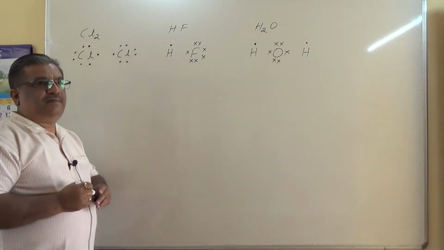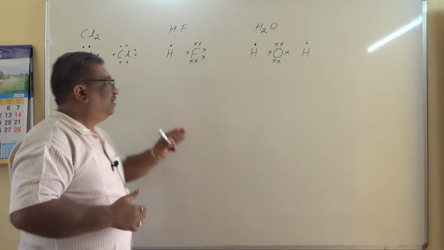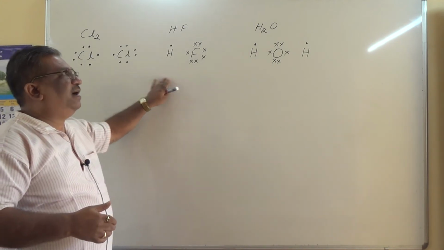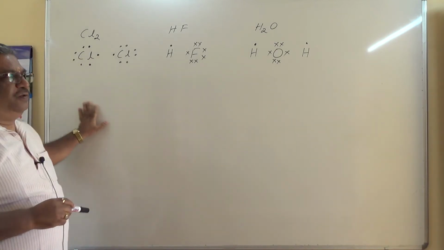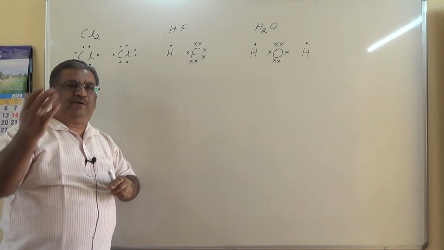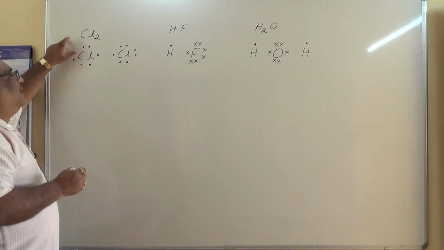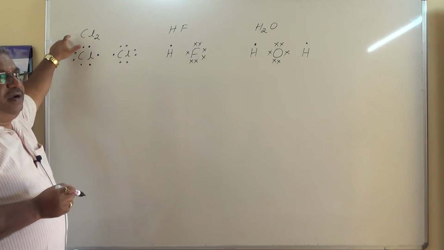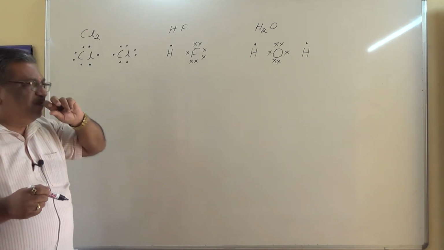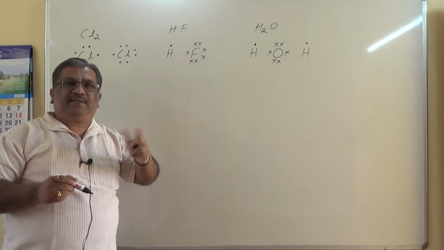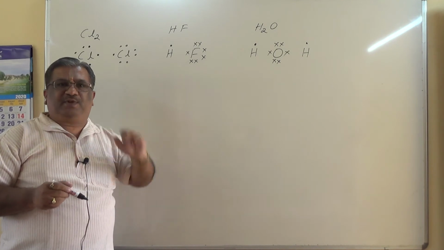Now let us have a look at single covalent bond formation in chlorine, hydrogen fluoride, and water molecule. In order to do so, first of all we should know the atomic number of each element, electronic configuration, and then the valence electrons. So chlorine atomic number is 17, and the number of electrons is also 17. And what is the electronic configuration? 2, 8, 7. So 7 electrons are there in the valence shell, the M shell.